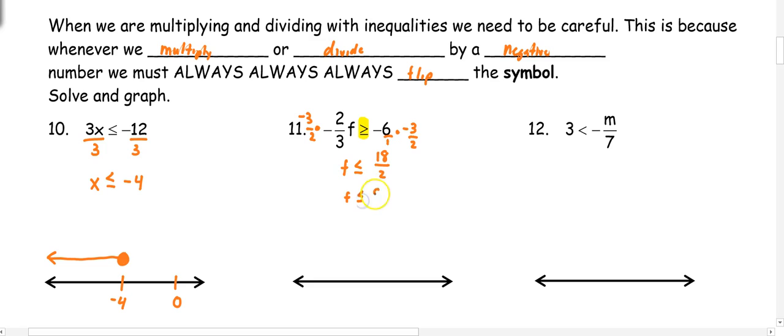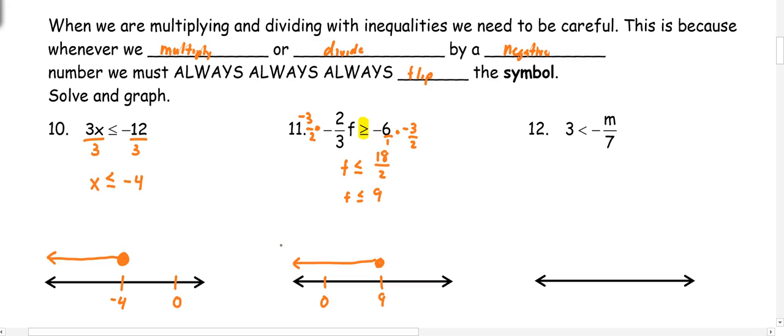equal to 9. So on our number line, we're going to have 9. We're going to have 0 to the left of 9 somewhere. It's a less than or equal to. So again, above 9 is going to be a closed dot because of the bar underneath. And we're going to shade to the left.